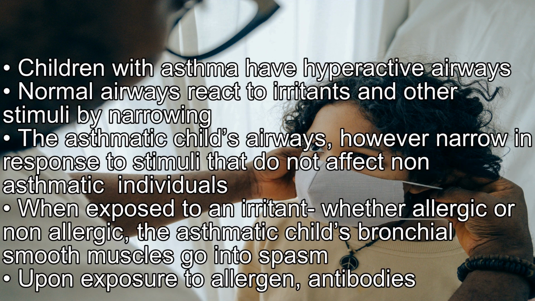Children with asthma have hyperactive airways. Normal airways react to irritants and other stimuli by narrowing. The asthmatic child's airways, however, narrow in response to stimuli that do not affect non-asthmatic individuals. When exposed to an irritant, whether allergic or non-allergic, the asthmatic child's bronchial smooth muscles go into spasm. Upon exposure to allergen, antibodies form.